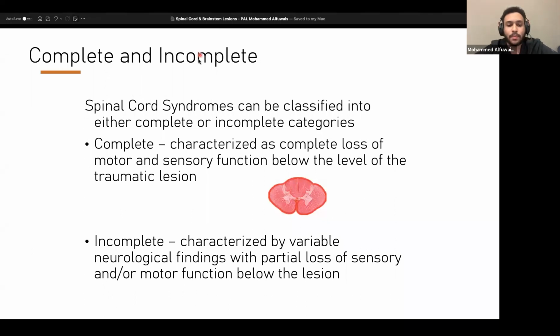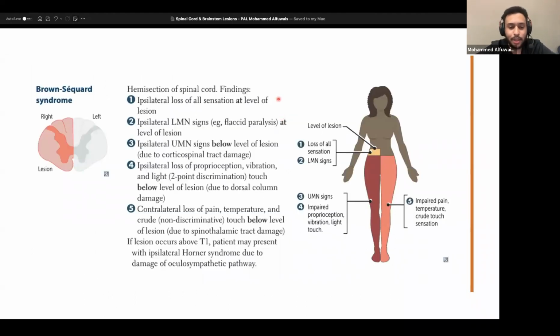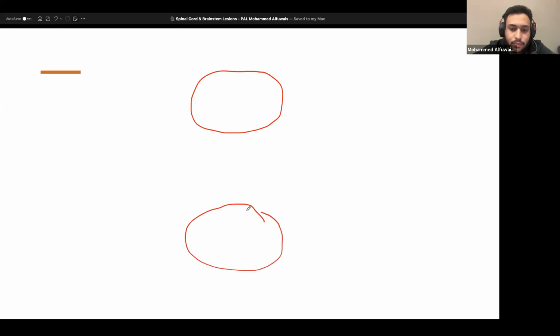Okay, perfect. So now for Brown-Séquard. I will draw this to make it much simpler for you guys. So let's just say this is one level of the spinal cord, and this is another level. Let's just say this is T11, and this is T12. Now let's just say that we want to injure the T11.